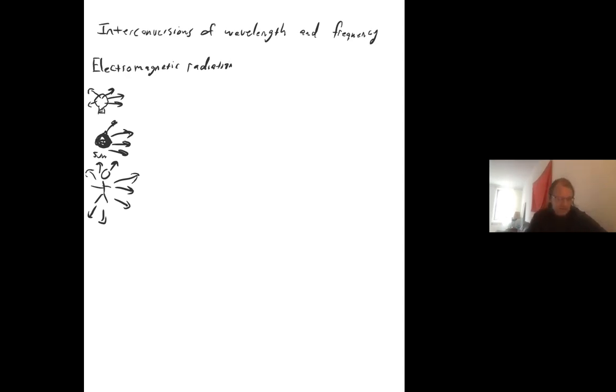So there are two ways, actually I should say there's three, but we'll start with two ways of quantifying these EM, meaning electromagnetic radiation. We'll look at a third tomorrow. These two are what we call wavelength and frequency.